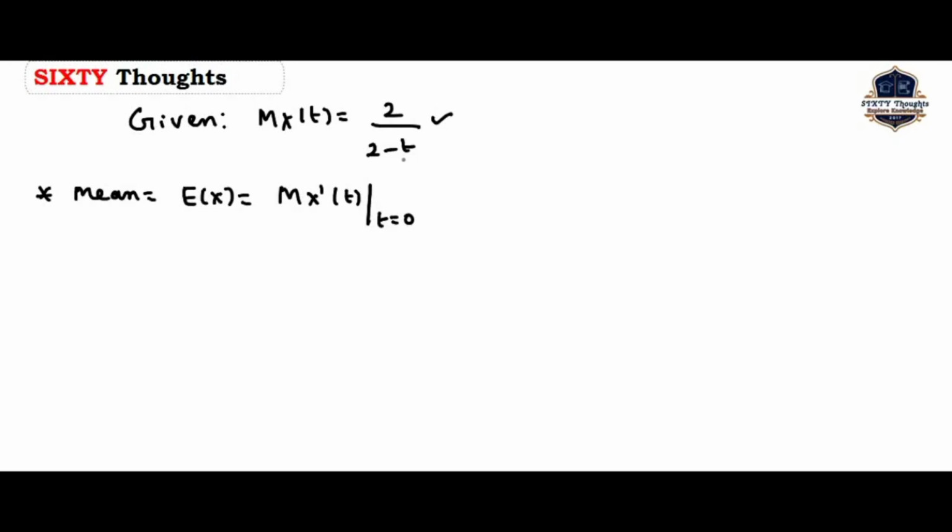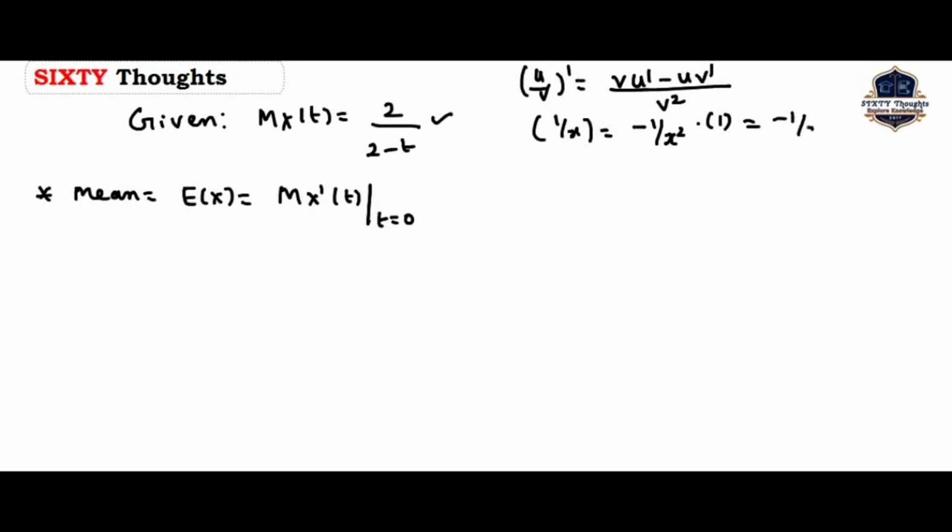So how to differentiate this? We have two different formulas. One is the u by v formula, that is (v u' - u v') divided by v squared. The second is the differentiation of 1/x, which equals -1/x squared. In the previous problem we discussed the same model using the u by v formula. In this problem I am going to use the second formula.